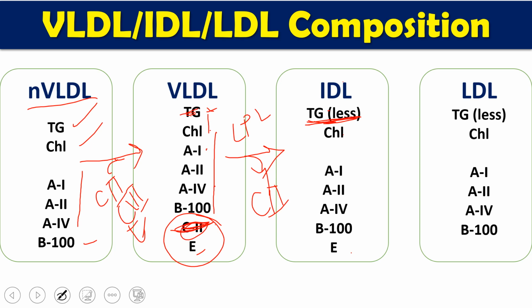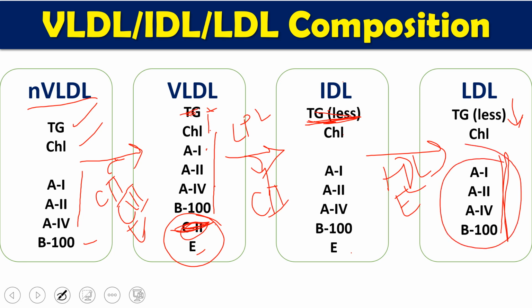This IDL is converted into LDL by hepatic lipase, hepatic lipoprotein lipase. This hepatic lipase digests some more triglyceride, so triglyceride decreases again, and here it loses the E component, apoprotein E, also. So the apoprotein which LDL has is almost equal to that of nascent or immature VLDL.